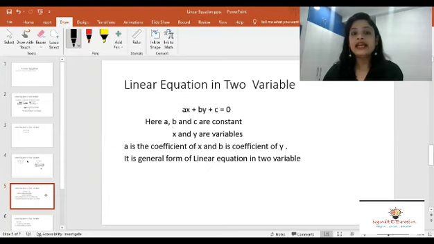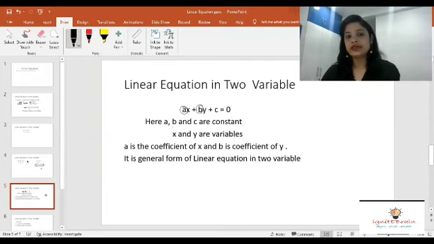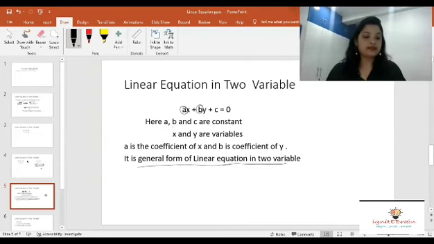And here a is the coefficient of x, and b is the coefficient of y. And this is why this is the general equation, or general form, of a linear equation in two variables.